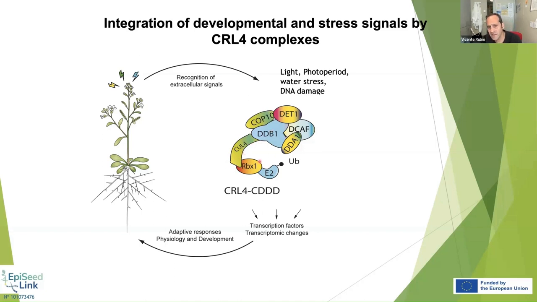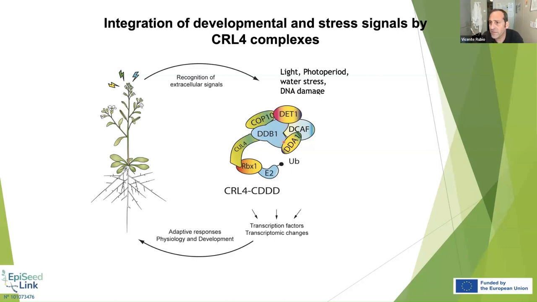So these are all conserved in eukaryotes. All the components here are conserved in eukaryotes, and they mediate similar responses like DNA damage response or circadian clock responses. But in the case of plants, of course, they control specific plant developmental programs or stress responses, for example such as the one of ABA. And what they do is to integrate different environmental stress responses to trigger the ubiquitination of specific targets, and in the end to control the function of those targets, for example different transcription factors and so on. So they can trigger transcriptomic responses and also physiological responses, and that end up in coordinated adaptive responses to different stresses and environmental systems.